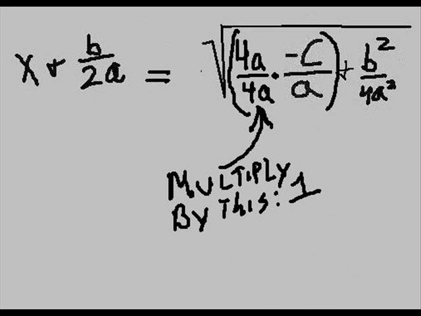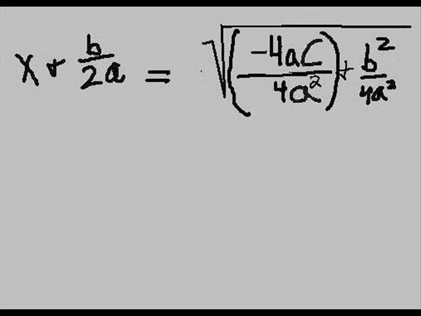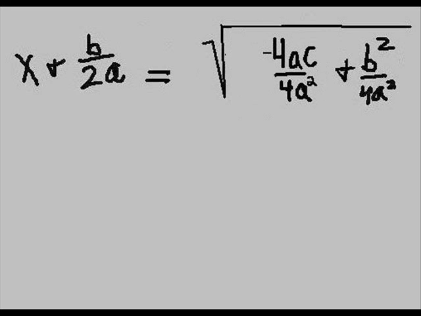How? Well, you can multiply by this 1. If you multiply anything by 1, you don't change it. But you can change the format. This one is written as 4a over 4a. That will change the format of negative c over a. Watch. 4a over 4a times negative c over a. 4a times negative c is negative 4ac. 4a times a equals 4a squared. There we go. Get rid of the parentheses.